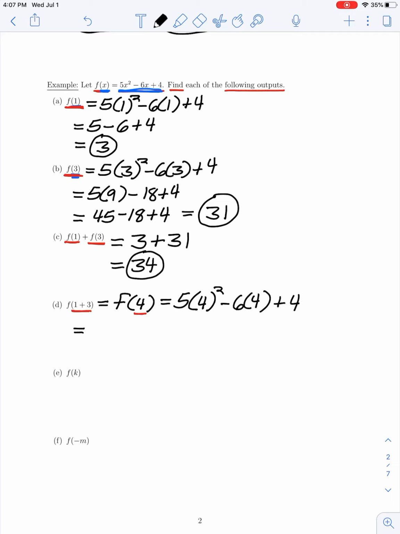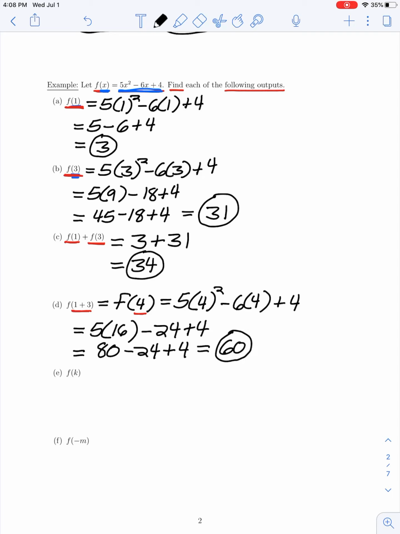So simplifying, we have 5 times 4 squared, which is 16, minus 6 times 4 is 24, plus 4. So simplifying a bit further, well, we have 5 times 16 is 80, minus 24, plus 4. So 84 minus 24 leaves us with 60.